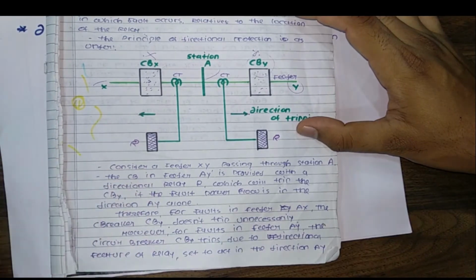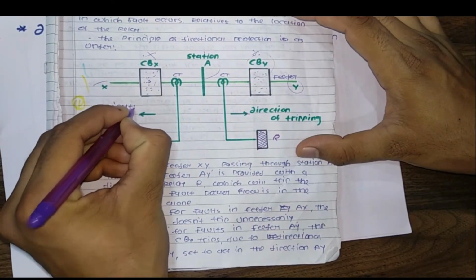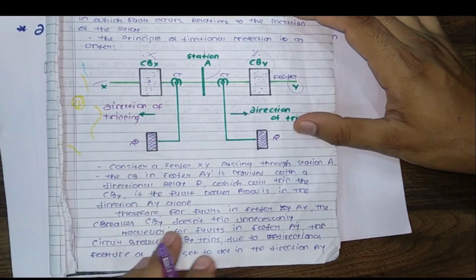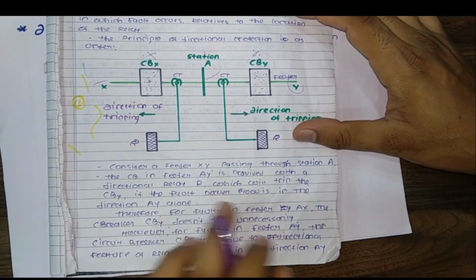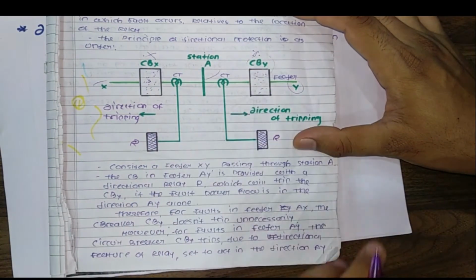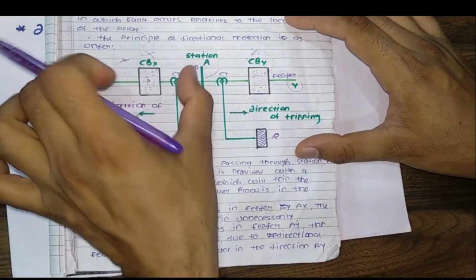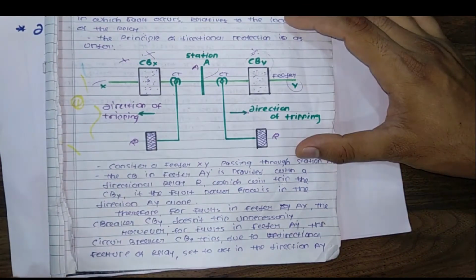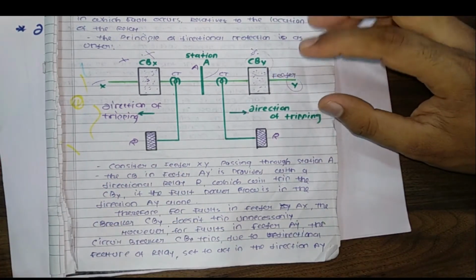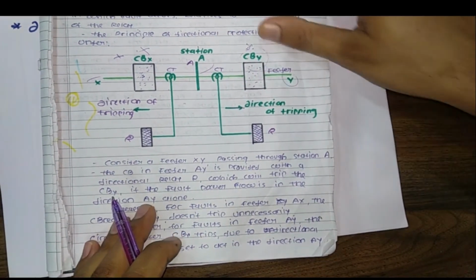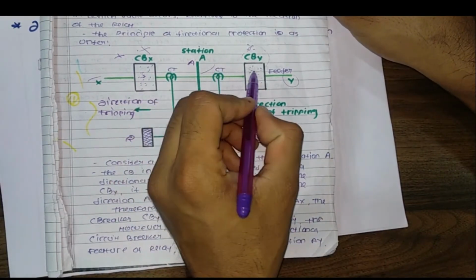Let's say this is relay R, and this is the direction of tripping. If the fault power flow is in the direction of AY, then this will initiate. Therefore, for faults in the feeder AX, the breaker CBY does not trip unnecessarily. However, for faults in feeder AY, the circuit breaker CBY trips due to the directional feature of the relay, which is set to act in the direction of AY.